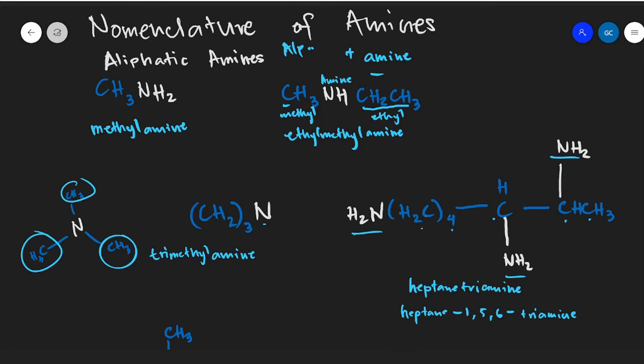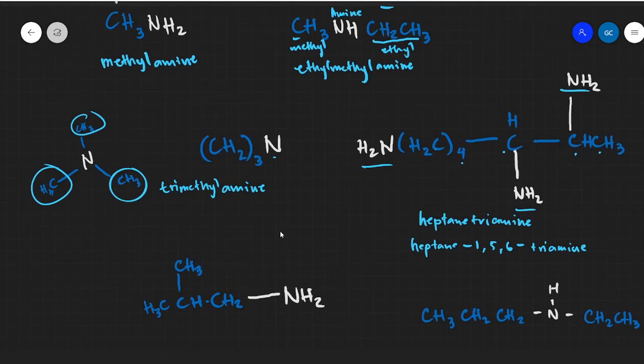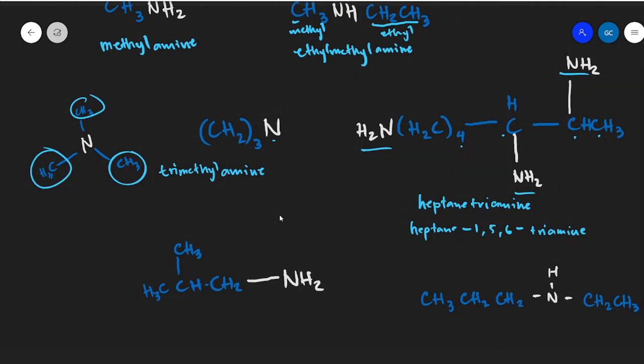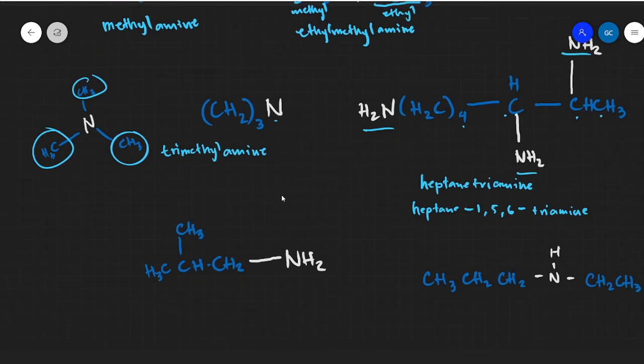Kaya meron tayong heptane kasi because we have 7 carbon atoms here and we have an amine attached to the first carbon, fifth carbon, and sixth carbon. So we have here heptane-1,5,6-triamine. This is actually also the IUPAC name of this compound. So, kung babalikan natin siya mamaya para sa IUPAC naming, hindi na natin kailangan gawin. But in any case, tuloy tayo sa pagpapangalan ng ating mga amines natin using common name.